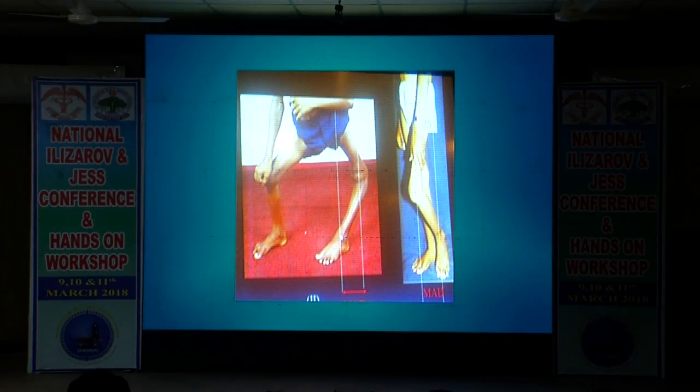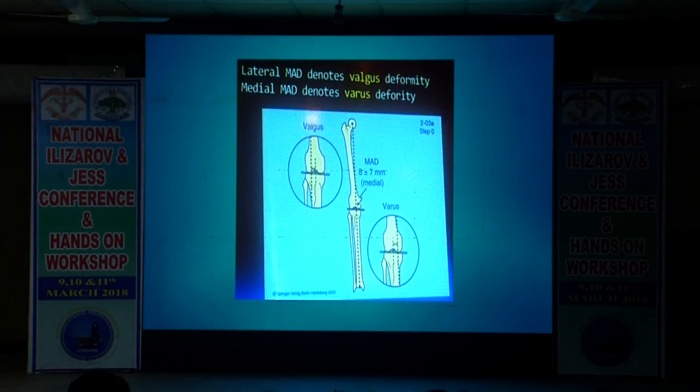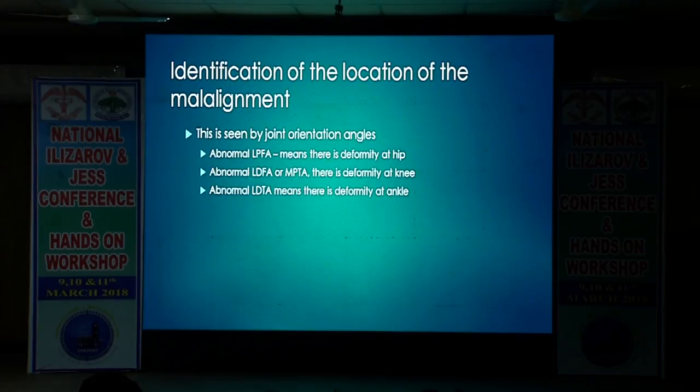And that is one of the obvious deformities, as you can see. And when you go laterally, it becomes a valgus, and when you go medial, it becomes varus. Now, with regard to all these joint orientation angles, you identify the malalignment, and it will tell you where the deformity is, and that's why we need to measure all these angles.